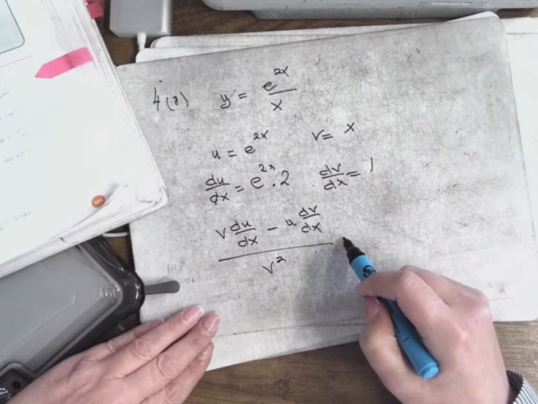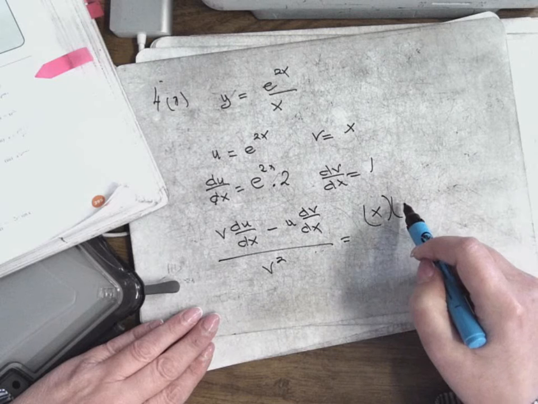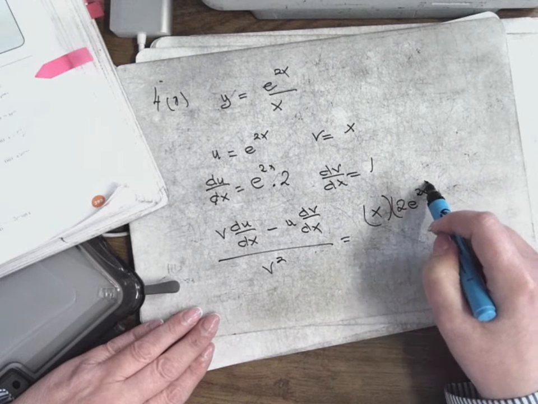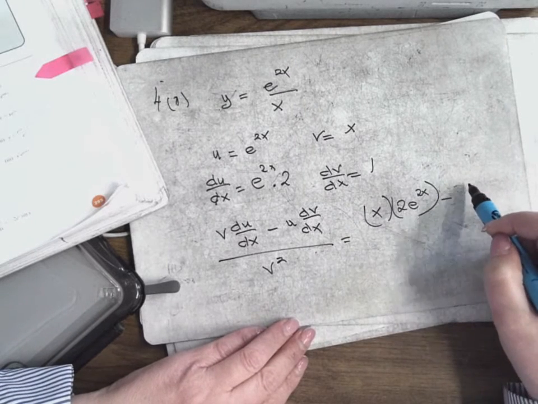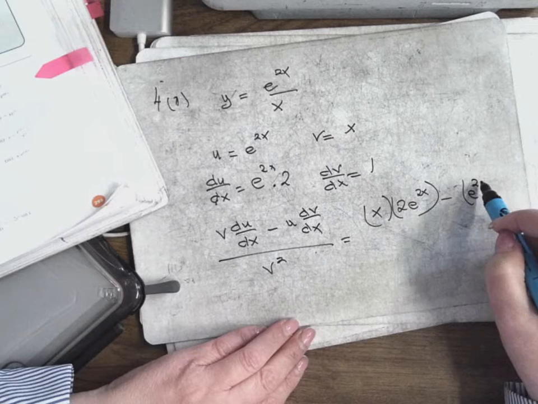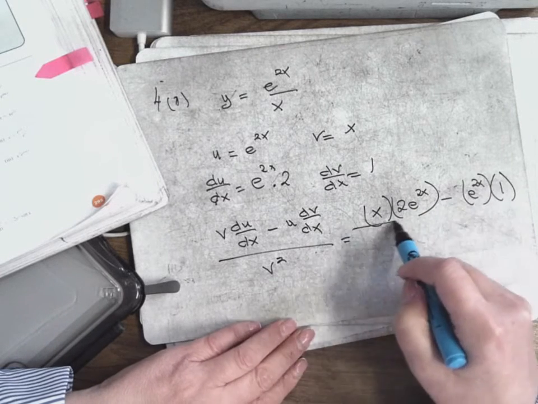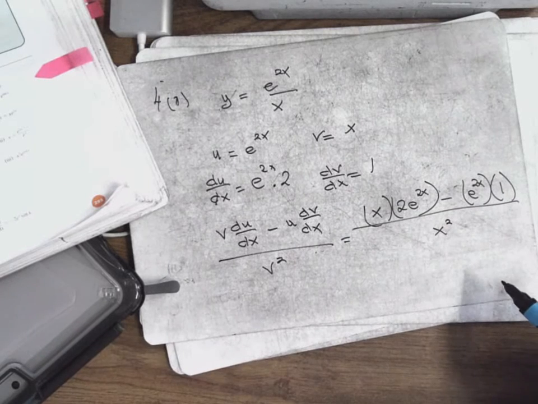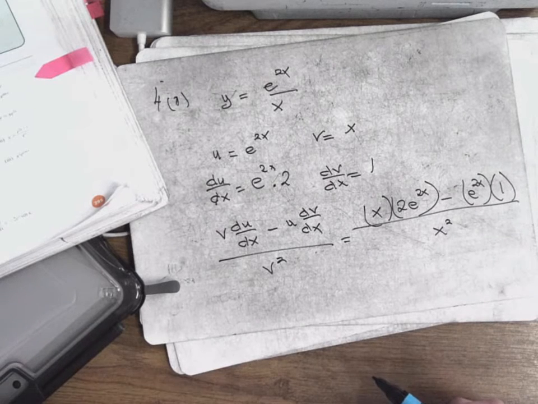Okay, so that would be v, which is x, multiplied by du dx, which is 2 e to the power of 2x, minus u, which is e to the power of 2x, multiplied by dv dx, which is 1, all over v to be squared, which is x to be squared. Okay, I don't know how much simplifying they do at the back of the book, but this is fine. Right, okay, is that alright? Are we okay with that?